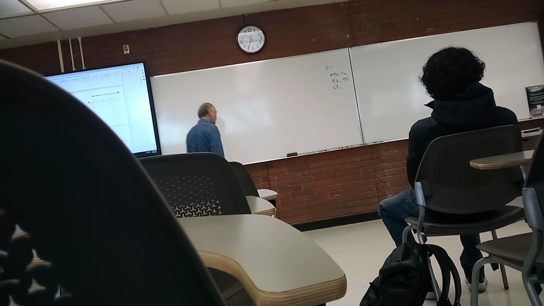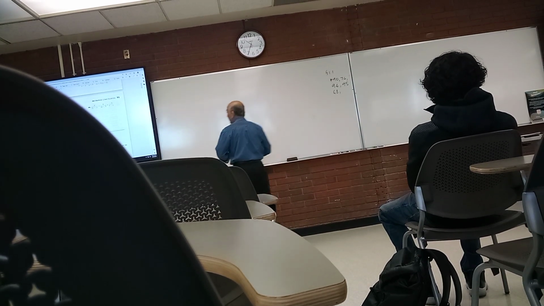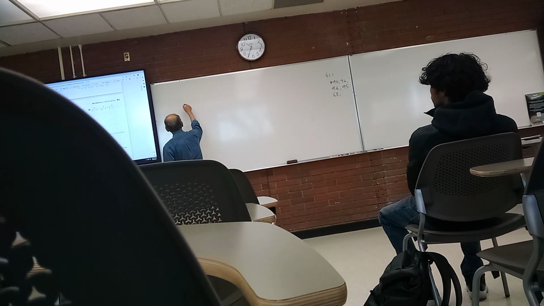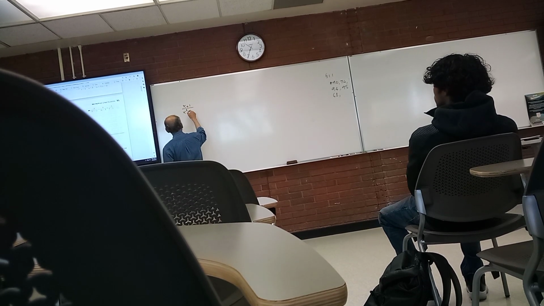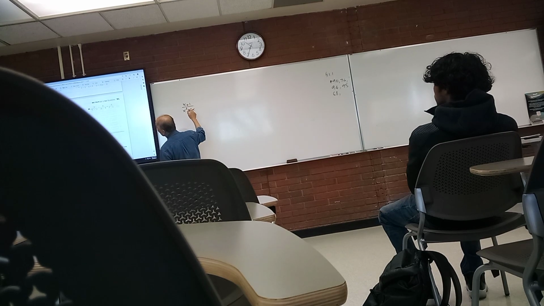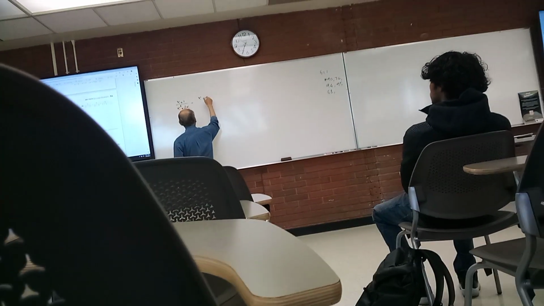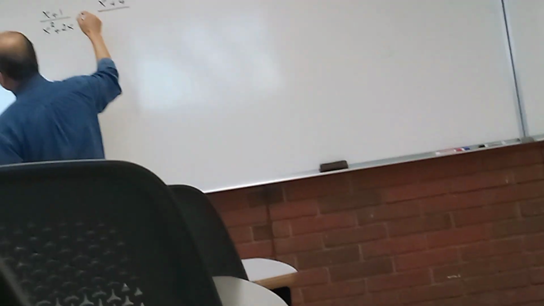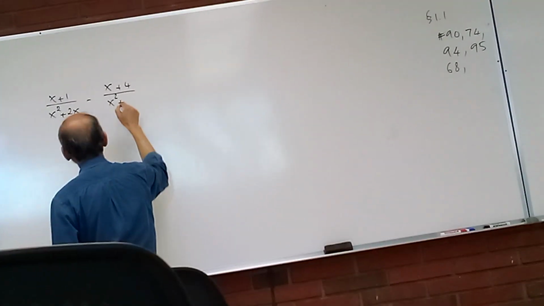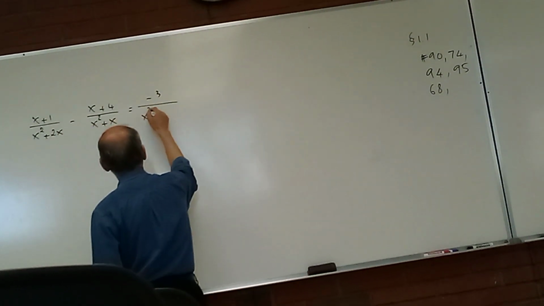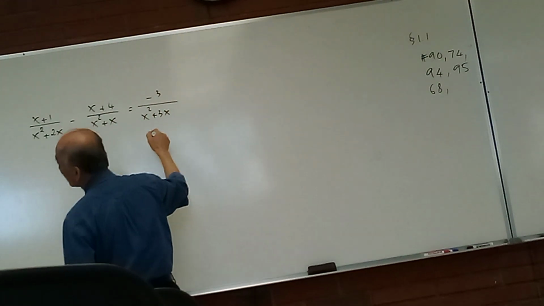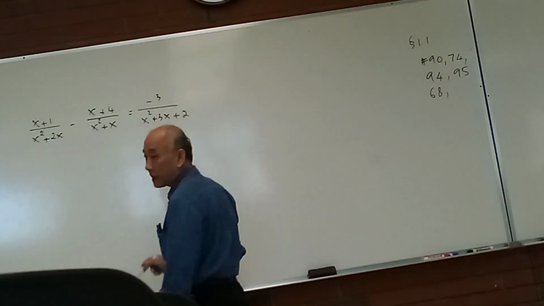Okay, let's put this one. We copied it. x plus 1 over x squared plus 2x minus x plus 4 over x squared plus x equal to minus 3 over x squared plus 3x plus 2. Okay, what's the first step?